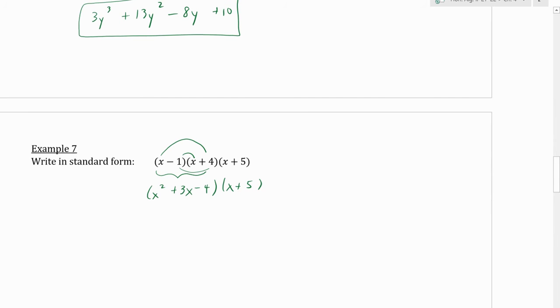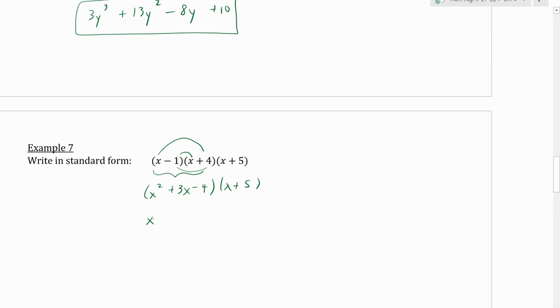So now I'm going to distribute the x squared, which will be x cubed plus 5x squared. Now I'm going to distribute the 3x. Now I'm going to distribute the negative 4. So I've got myself an x cubed, x squared. Oh, I don't even have to do that because they're sitting right next to each other. Plus 8x squared plus 11x minus 20.